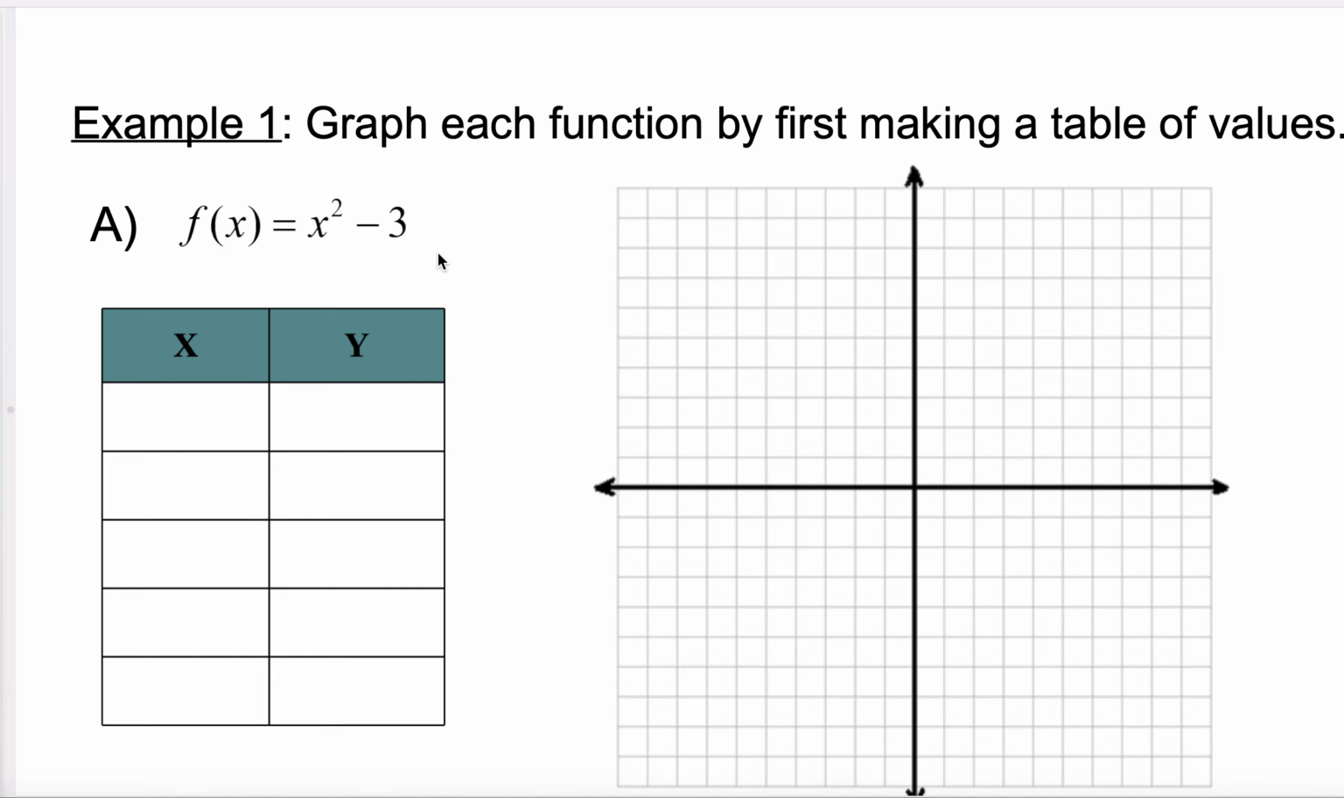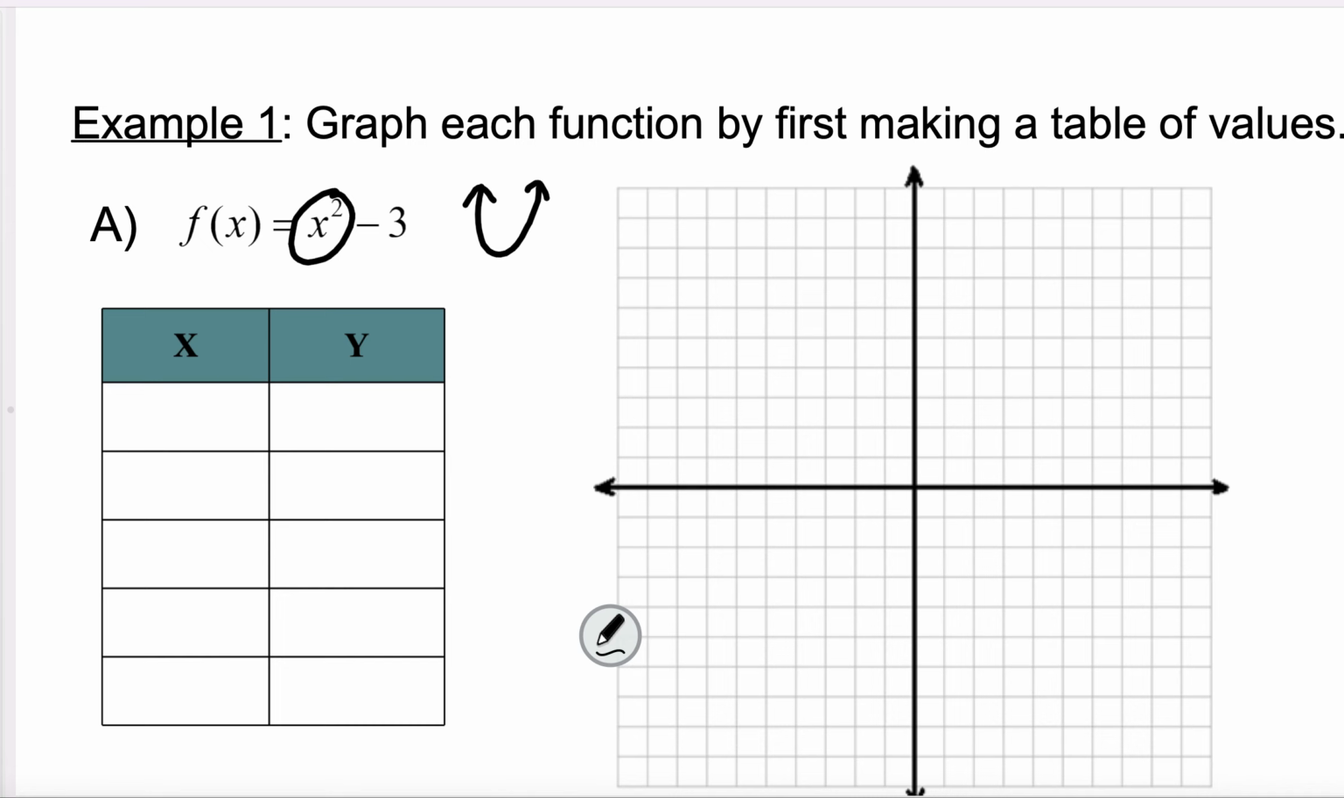So let's start by first making a table of values. Here, we have the function x squared minus 3. This x squared is going to make a parabola. That's the shape of the graph. Because you've got an x squared in there, you should know that it's parabola shaped. So when we graph it out, that's what we should have for a shape. Otherwise, we've done something wrong in our table.